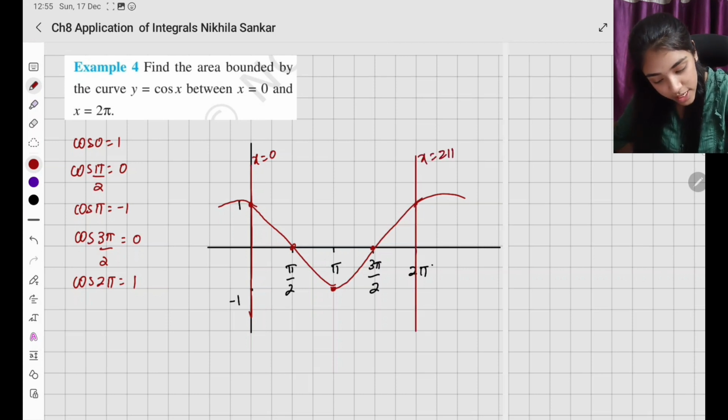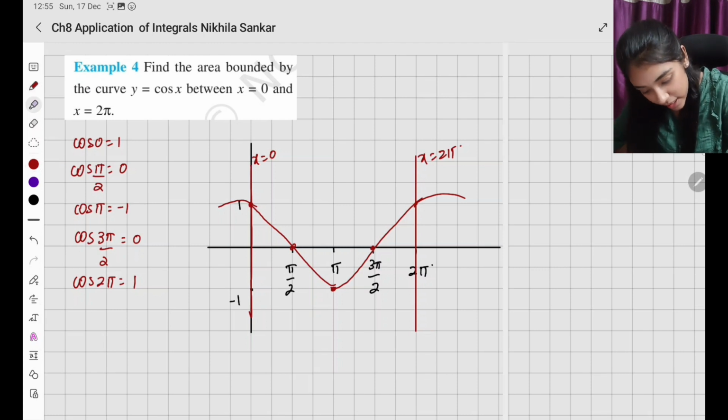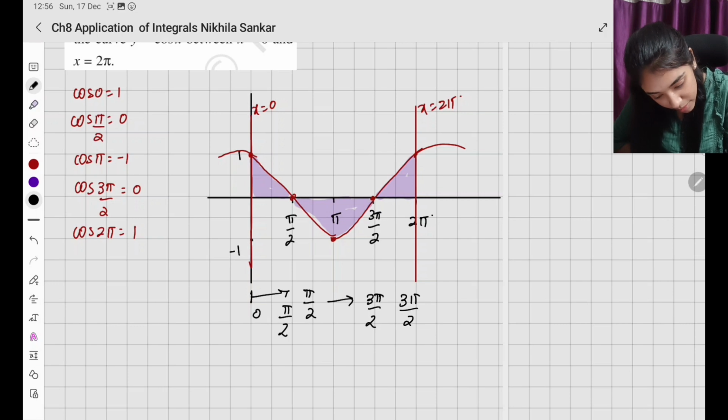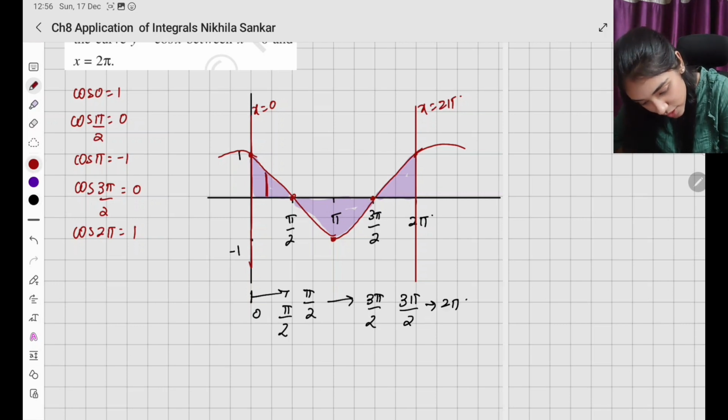So x equals 2 pi. So now which areas are they asking for? So this particular area, then this particular area, then this particular area. Now how does the value of x travel here? So basically the value of x travels from 0 to pi by 2, then from pi by 2 to 3 pi by 2, then 3 pi by 2 to 2 pi. Understood? So I'm going to take a strip everywhere. So here I'm going to take a strip.